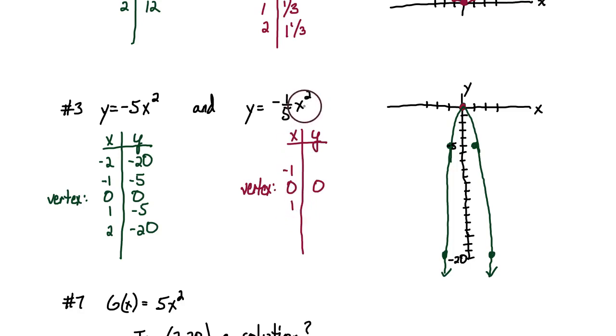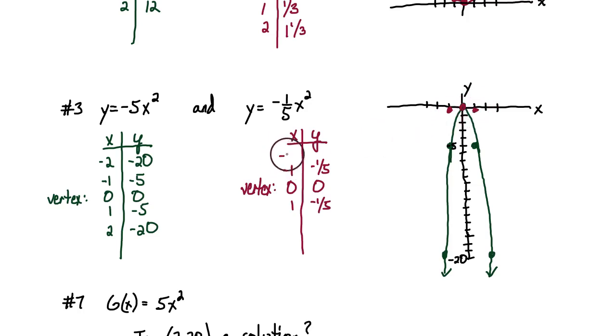Let's evaluate. Negative 1 squared makes 1, and negative 1/5 times 1 is negative 1/5. This one will also be negative 1/5. So go left to negative 1 and go down to negative 1/5. Negative 1/5 is just a tiny bit downwards. Go over here to positive 1 and go down that same amount.